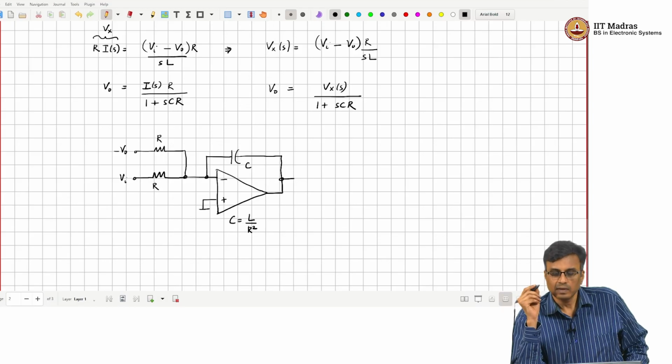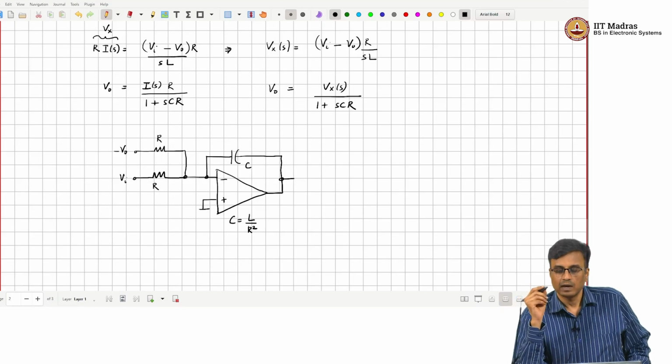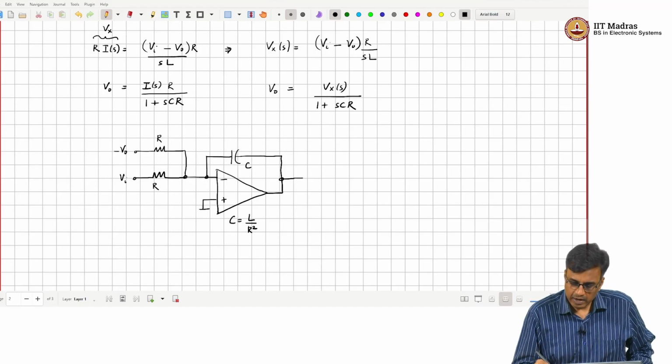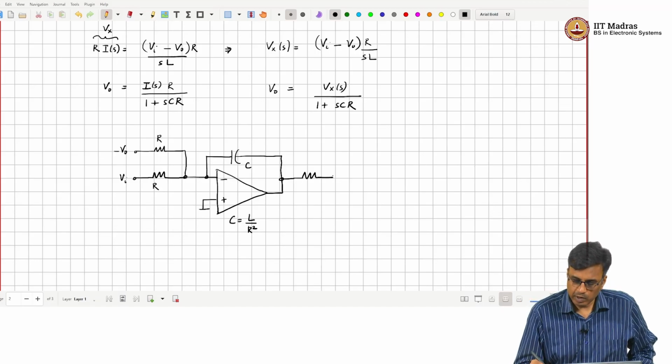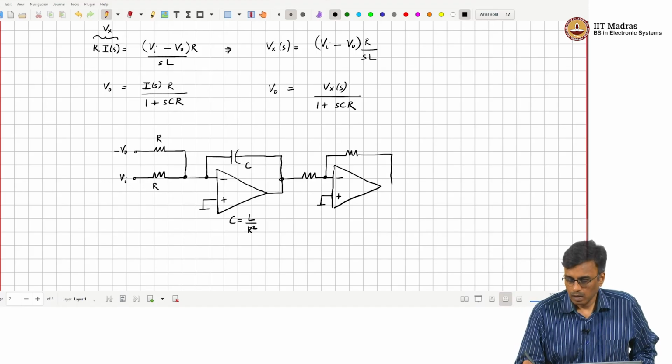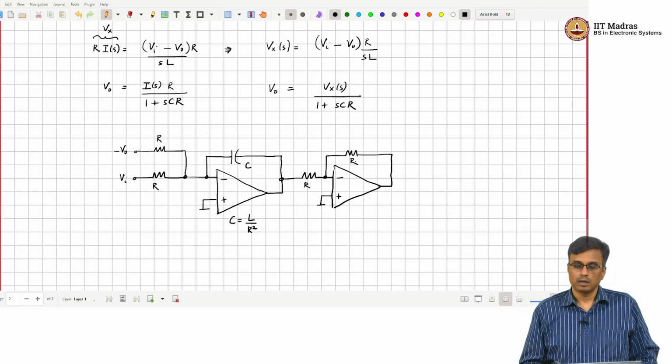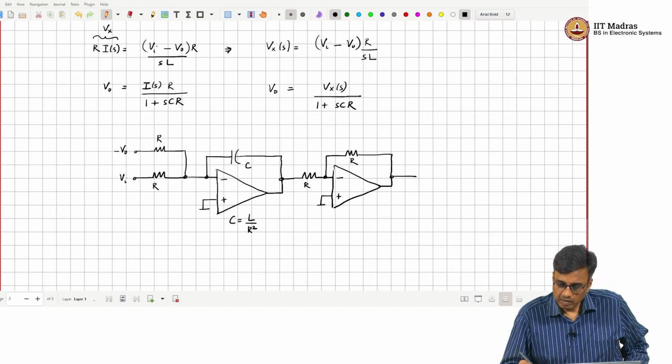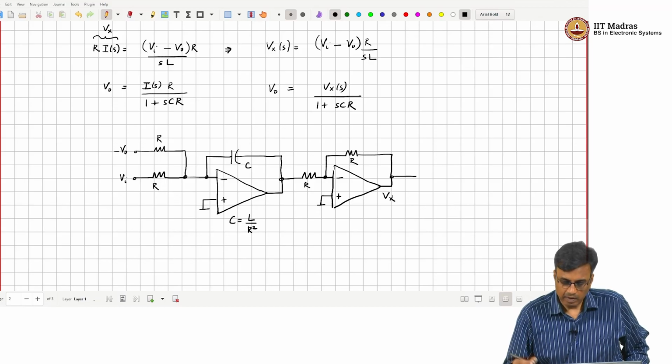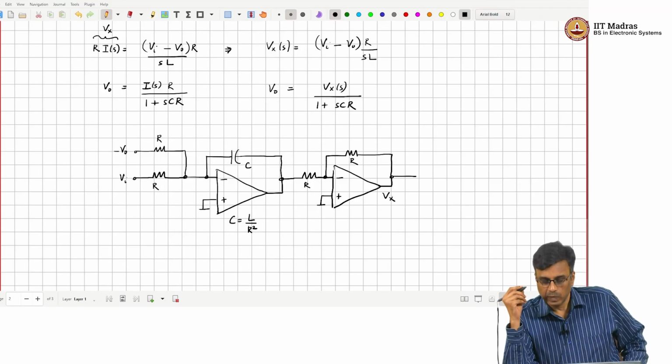Vi minus Vo times R by SL, but with an inversion. So, to get it back to what we want, what should we do? So, this is R and this is R. Okay. So, this is Vx. What do we do now?